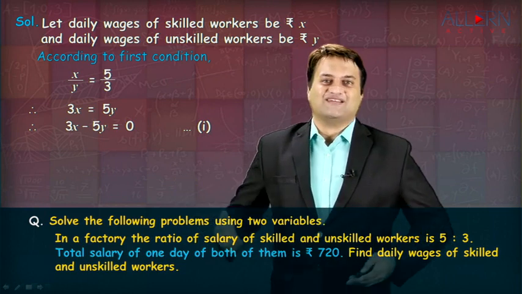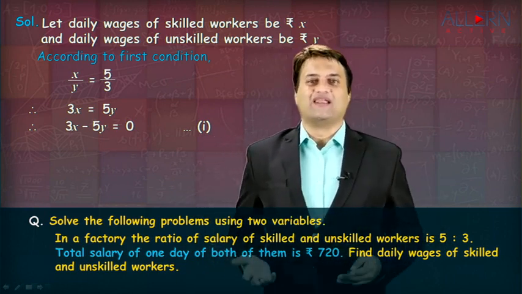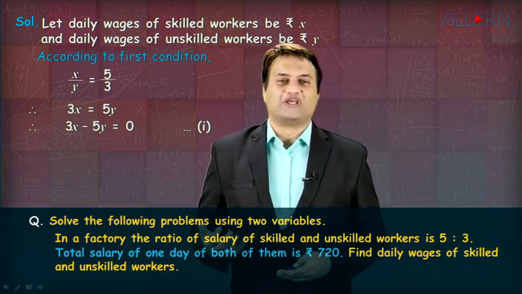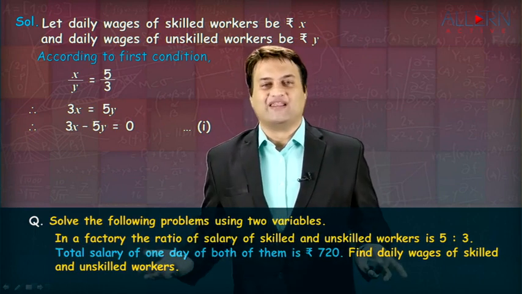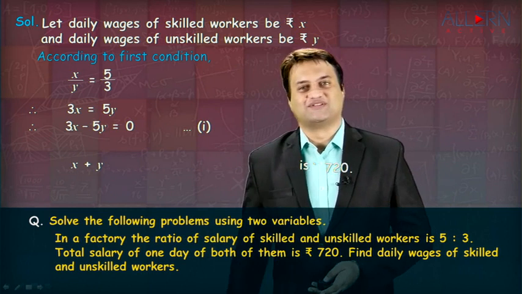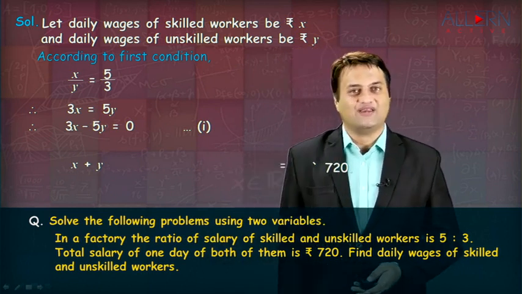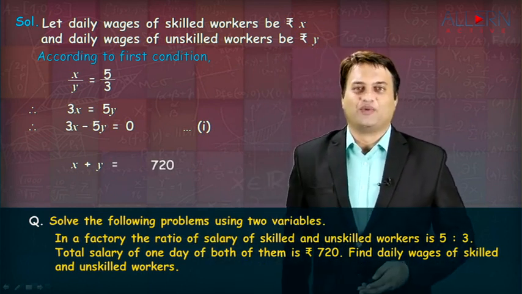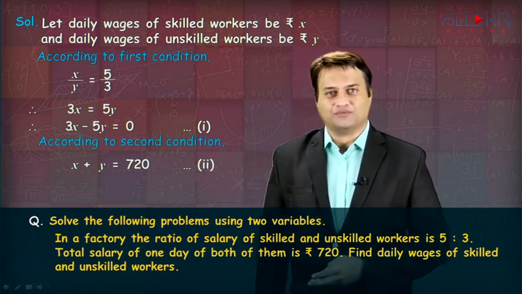It is simpler. It says total salary of one day of both of them is rupees 720. Total salary is 720, meaning X plus Y is equal to 720. So the second equation is X plus Y is equal to 720. Let this be equation number 2.